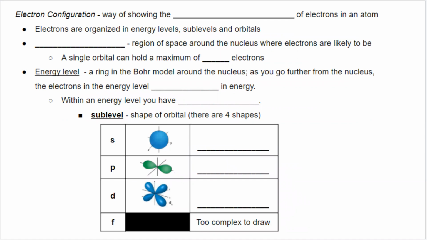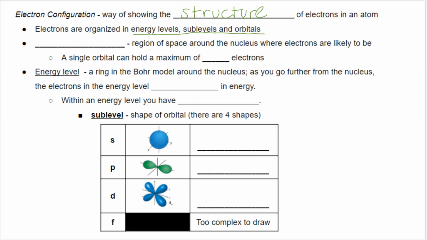So electron configuration is a way of showing the structure of the electrons in an atom. So it's the way of showing the structure or the organization of electrons in an atom. And electrons are organized into smaller and smaller groups, you might say. And we call those energy levels, sublevels, and orbitals.